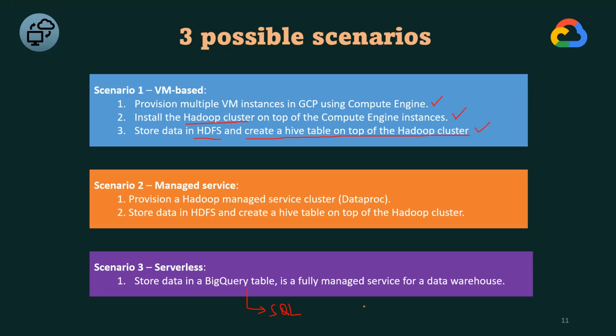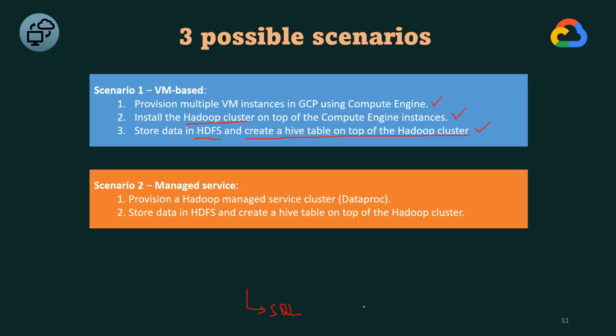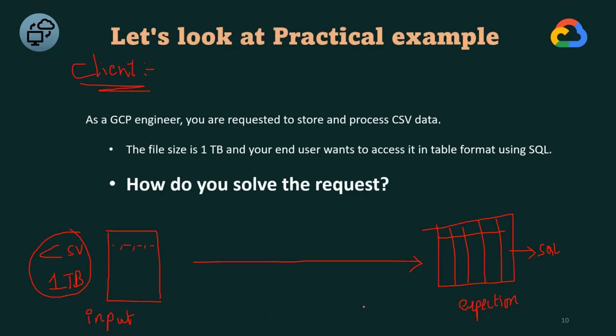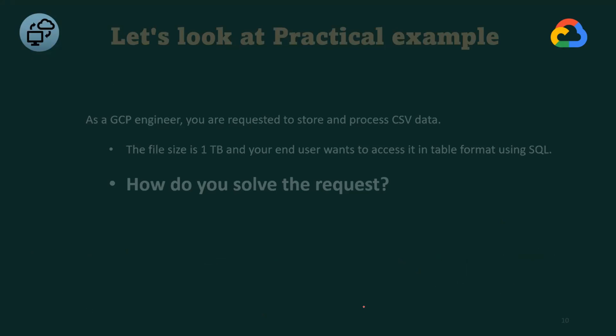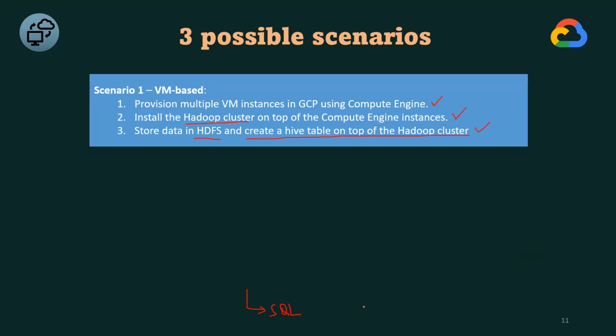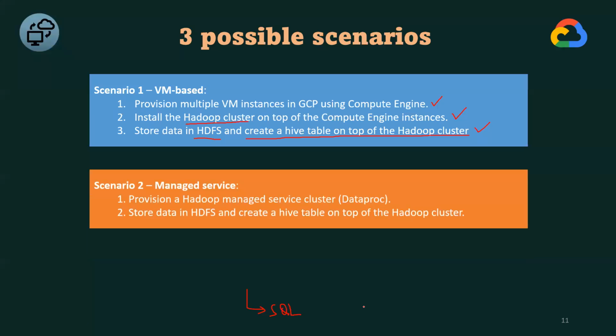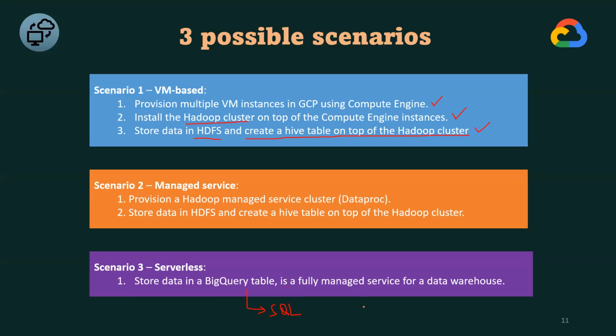So these are the three possible scenarios. When you want to solve this particular example, you have three solutions in the Google Cloud Platform. This is one, this is two, and this is three. Okay, so these are the three possible scenarios.